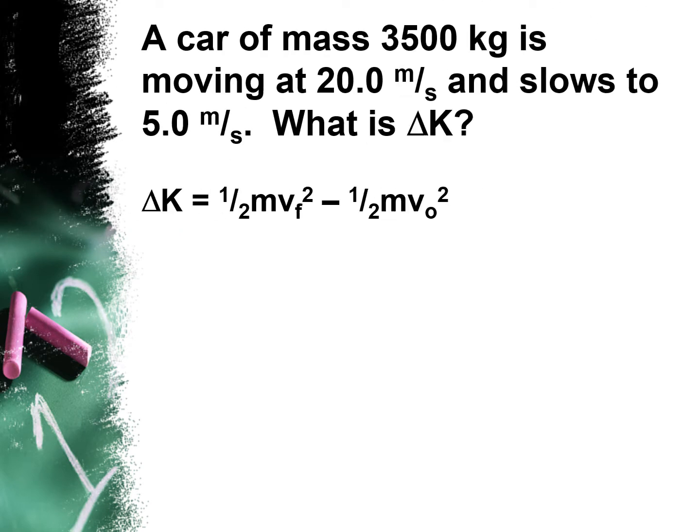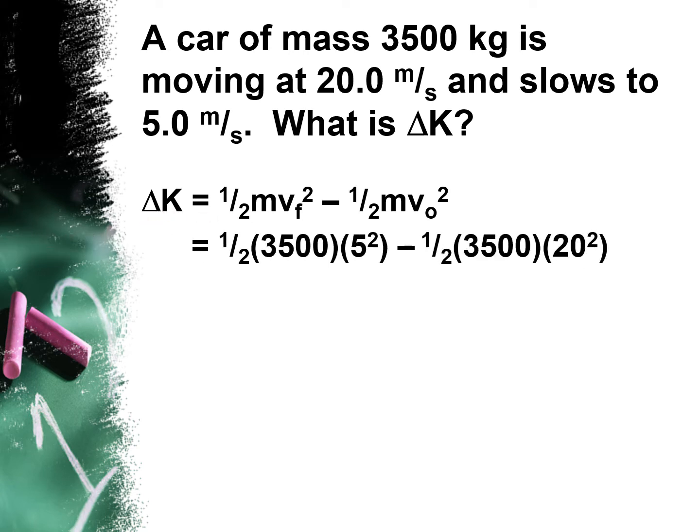In this problem, it says a car of mass 3,500 kilograms is moving at 20 meters per second and slows down to 5 meters per second. What's the change in kinetic energy? Well, we know the change in kinetic energy is 1/2 mass times final velocity squared minus 1/2 mass times initial velocity squared: your final kinetic energy minus your initial kinetic energy. Something I want to point out is that we're starting at 20 meters per second going down to 5 meters per second. Since we're ending at a slower speed than what we started with, we should expect a negative change in kinetic energy.